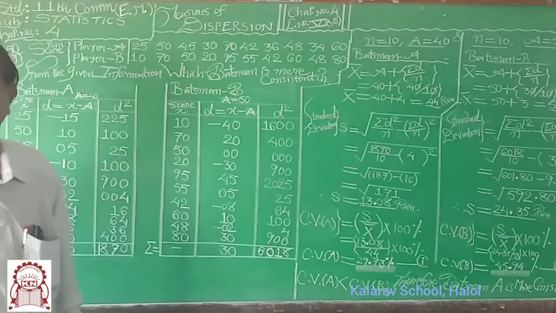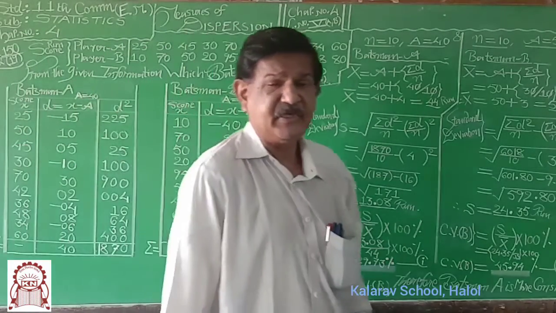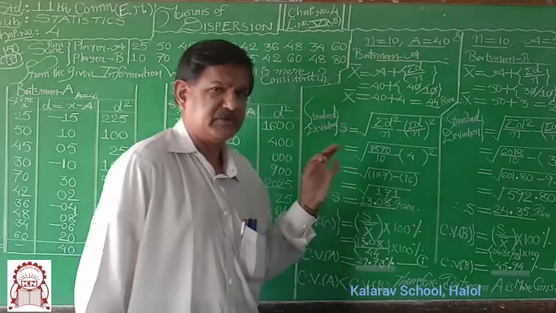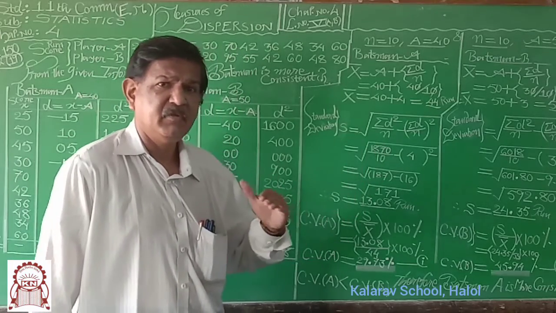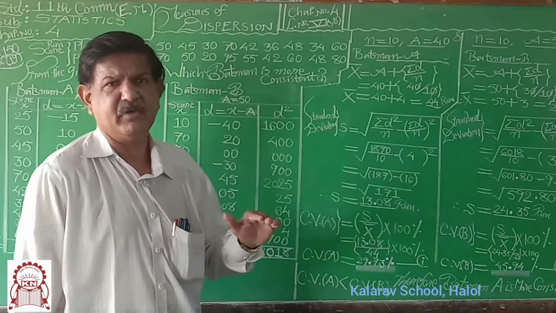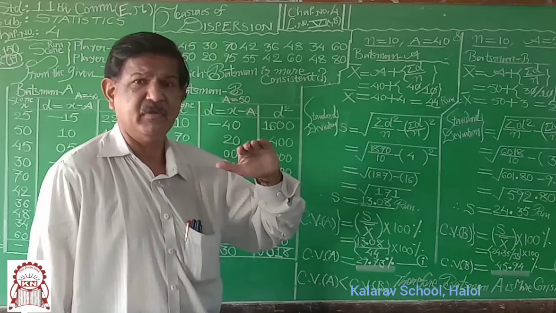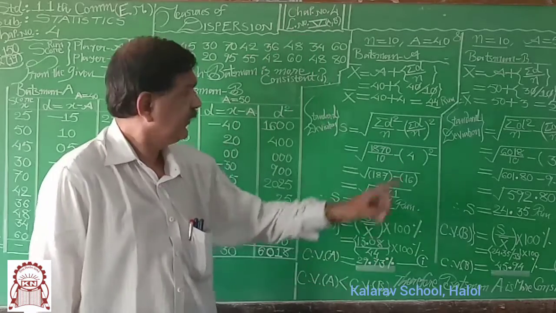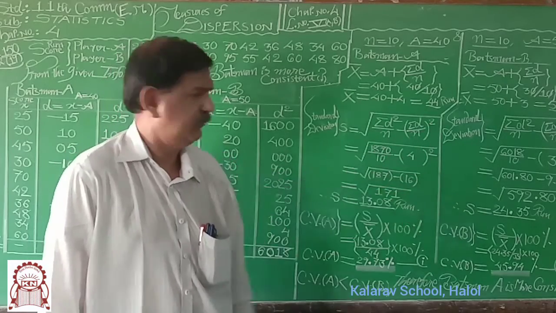Now, computation of CV, the coefficient of variation. See, standard deviation is the most important measure of dispersion. We have studied range and coefficient of range. We have studied QD, quartile deviation, and coefficient of quartile deviation. Also, we have studied MD, mean deviation, and coefficient of mean deviation. But of all these measurements, standard deviation is the most important measurement of dispersion.